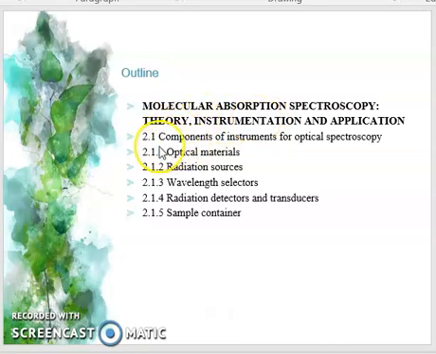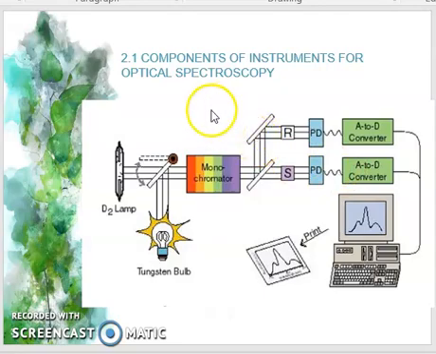2.1 up to 2.1.5, some sample container, which is under components of instrument for optical spectroscopy. If you look at this picture, this shows a basic component of the optical spectroscopy.